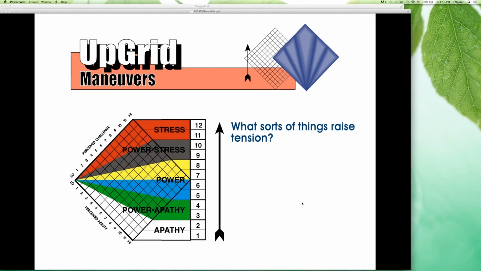Upgrade maneuvers. What sorts of things raise tension? Again, you learned about this in detail during Mastering Personal Change. If we have a friend, a family member, a colleague, a coworker who is deep, deep, deep down in apathy, where no change really occurs, they might be existing, but they hardly are living in a vibrant kind of way. What kinds of things can we do to get them off their butt? What can we do to build a fire underneath them, to get some initiative, get them in some motion? What kinds of things can we do?